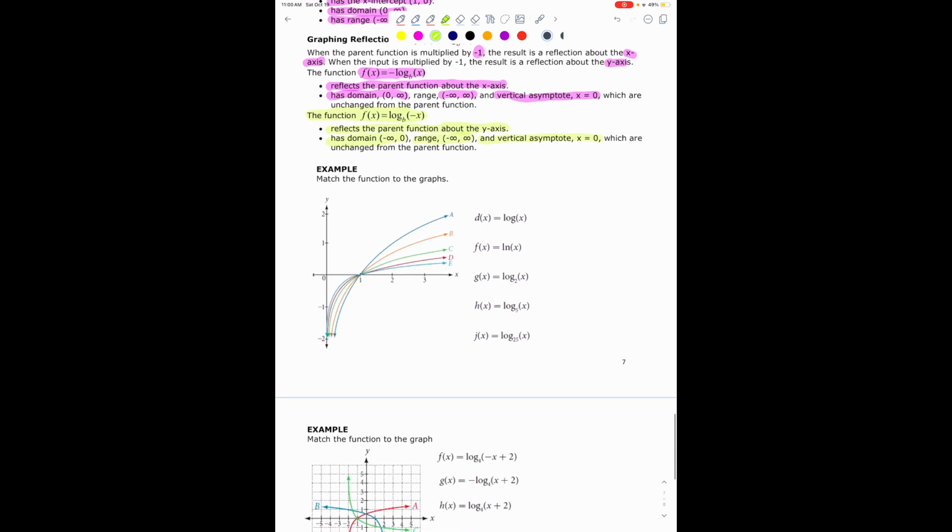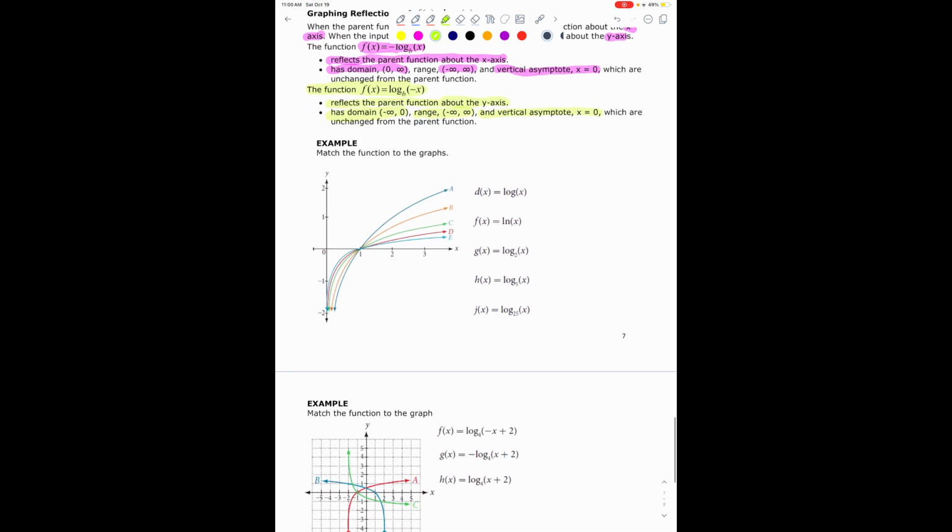We also discussed in the past the effect of the base of the logarithmic functions on the speed at which the graph is increasing. So let's use this example to match the functions to the graph. First, I'm going to look at the functions and write down the base next to each function so I can recognize the base when I first look at it.